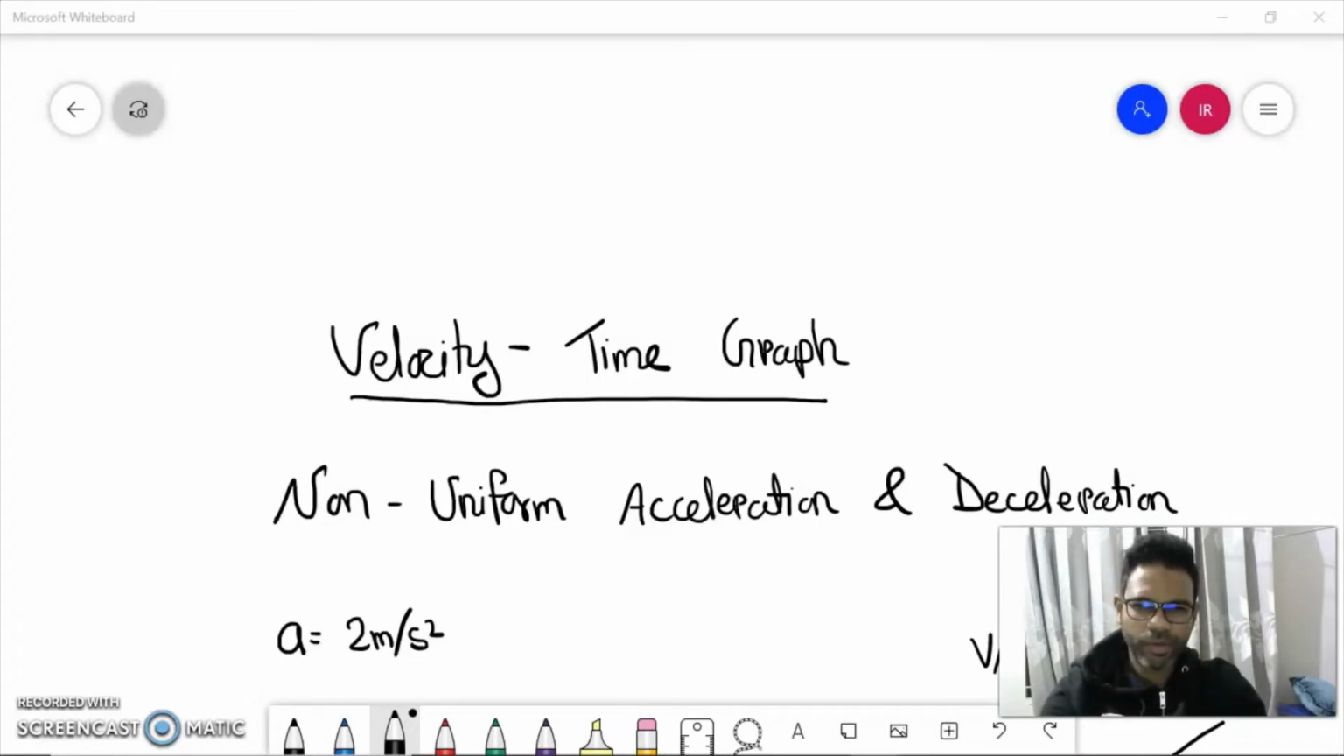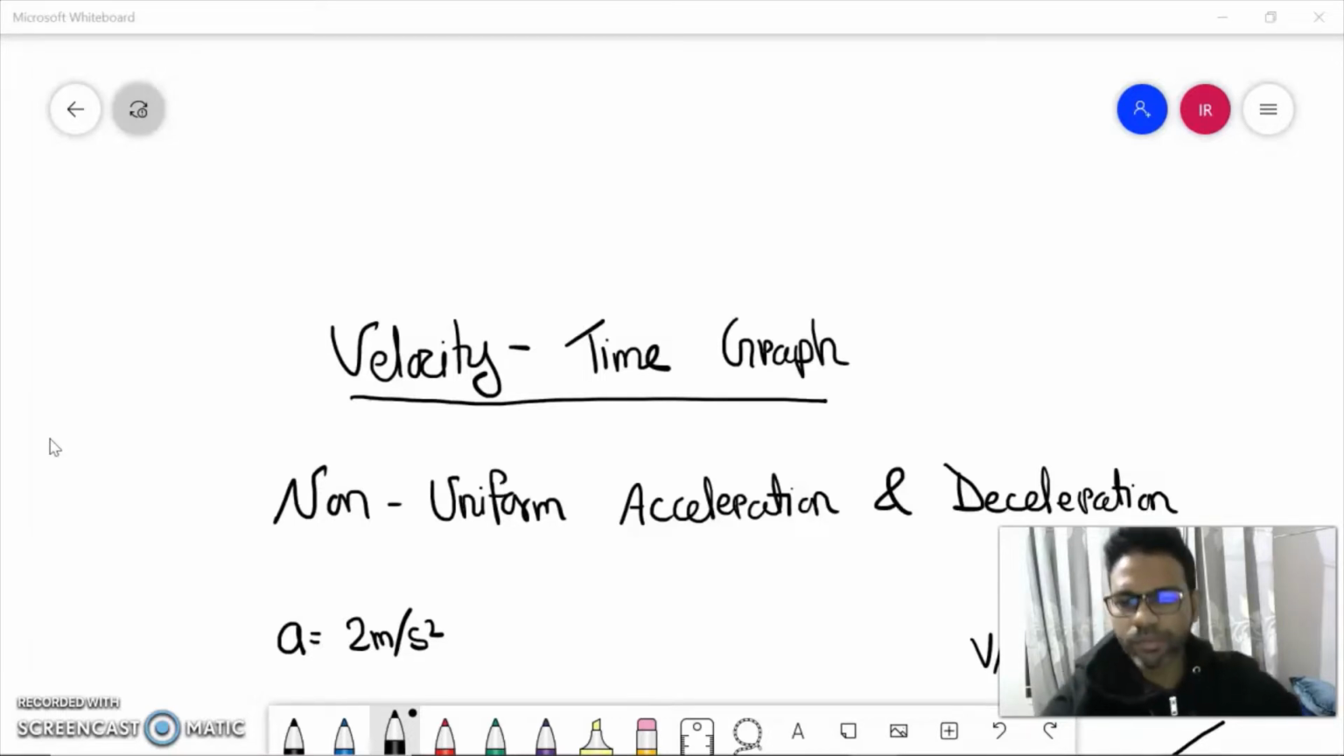In today's video, we are going to discuss velocity time graphs. We discussed this topic in the previous video, where we covered different types of velocity time graphs. This one, as the title says, is about non-uniform acceleration and deceleration. What happens when an object accelerates or decelerates non-uniformly? This graph seems to be a bit complicated to students, so I'll try to break it down into simpler terms and clear your concept in this regard.